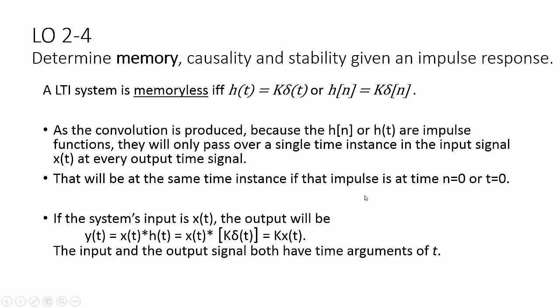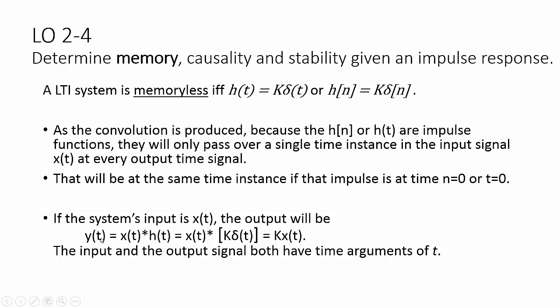This works because as we're doing our convolution and we're flipping our h of t and sliding along our x, we're going to then isolate our x value at a single instance of time to produce every output. And because that impulse is at time 0, when it is sliding along, it's at time t, therefore it's going to produce an output y of t at exactly that same instance of time.